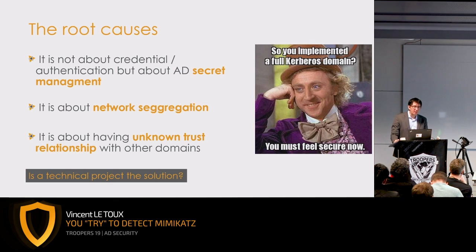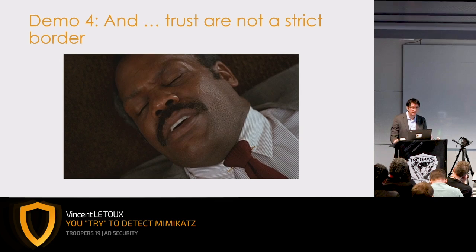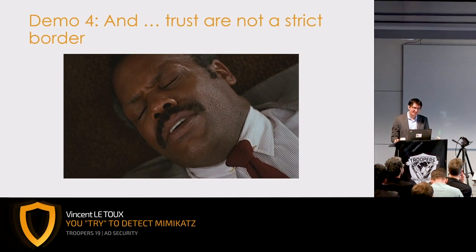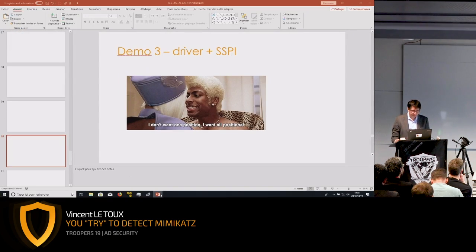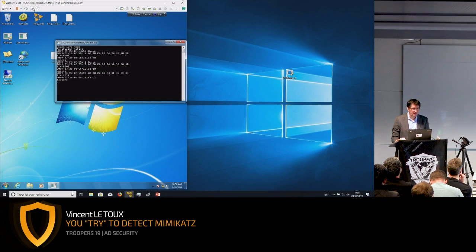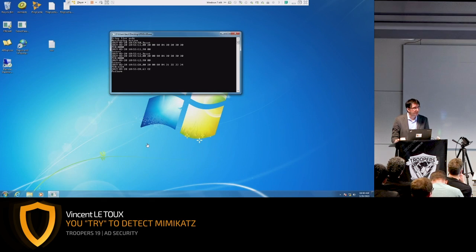It's also about network segregation, because if you have a computer which can act as a DC, you get a problem. And it's about having many trust relationships that you do not know. So right now, it's time to show you that the trust is not a strict border. You will have a big demonstration tomorrow morning, but in the meantime, I just want to show you the basics.